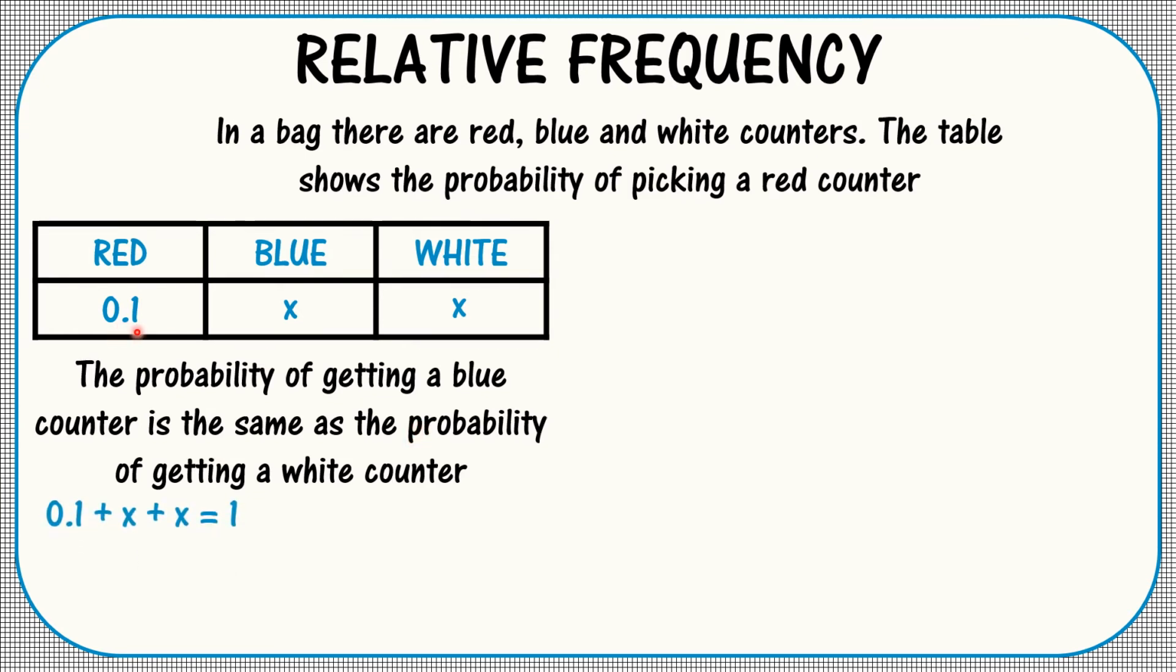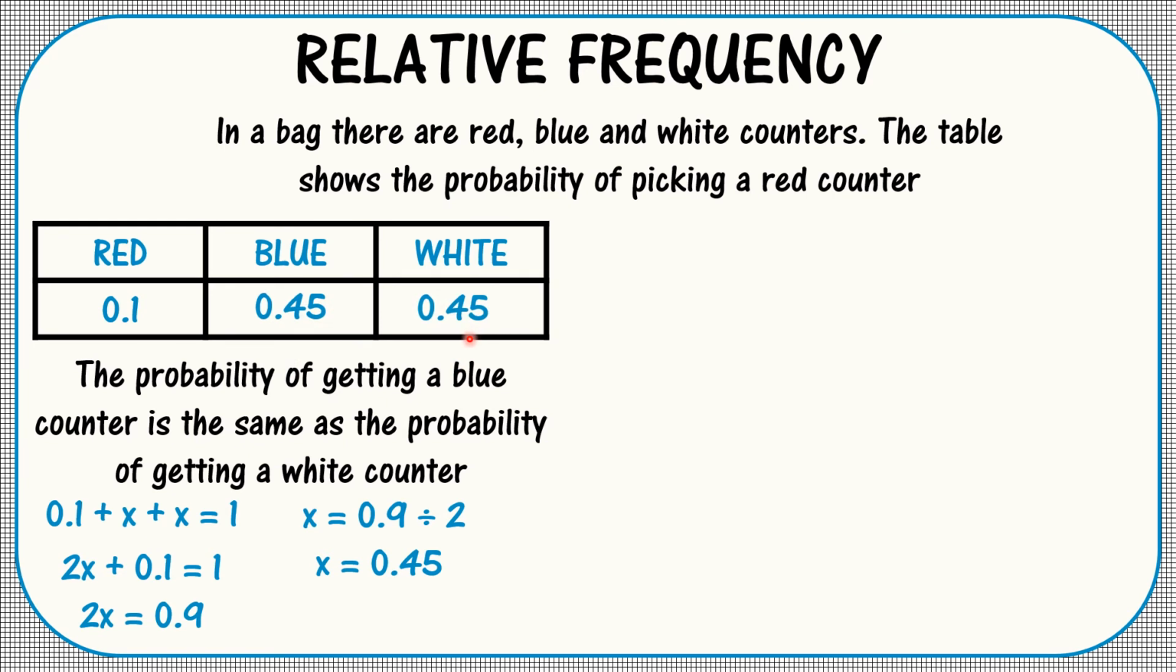What we will do then is 0.1 plus this value of x plus this value of x is equal to 1. Once you tidy this up, you'll have 2x plus 0.1 is equal to 1. You'll take this 0.1 to the other side. Therefore, 2x is equal to 0.9. The opposite of timesing by 2 is dividing by 2. So x is equal to 0.9 divided by 2. Therefore, x is equal to 0.45. Therefore, we will replace this x and this x with 0.45. Again, we can check our answer. 0.45 plus 0.45 is equal to 0.9, and 0.9 plus 0.1 equals 1.